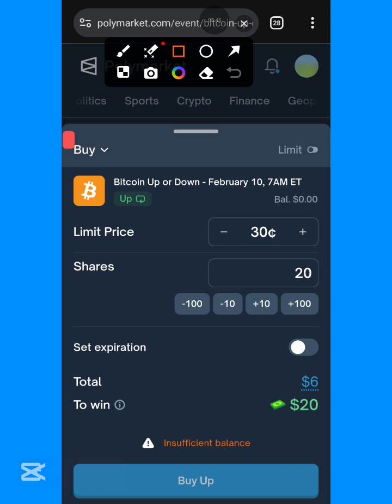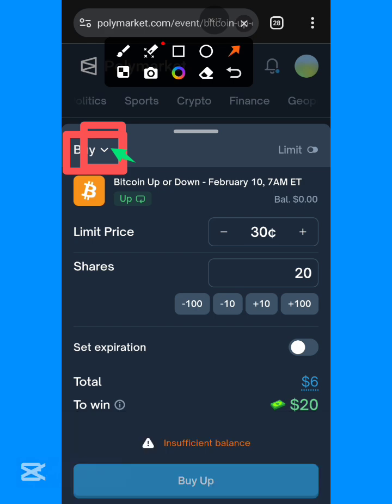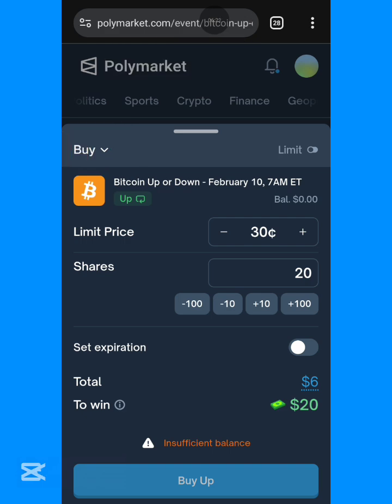Look at this place. You can see buy there. Then you see the drop down arrow. Look at that drop down arrow there. If you click that drop down arrow, you will be able to change it to sell. Currently it has buy. So if I click it like this, you can see sell. But before you can make use of sell, that means you must have bought either up share or down share before you can use sell order.